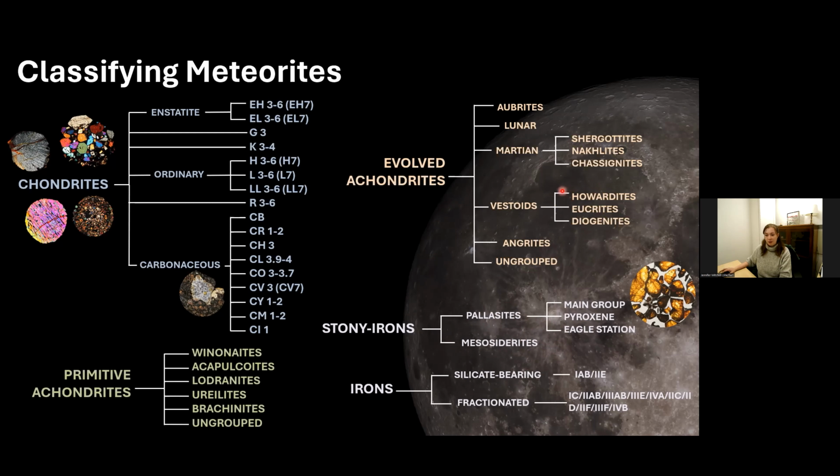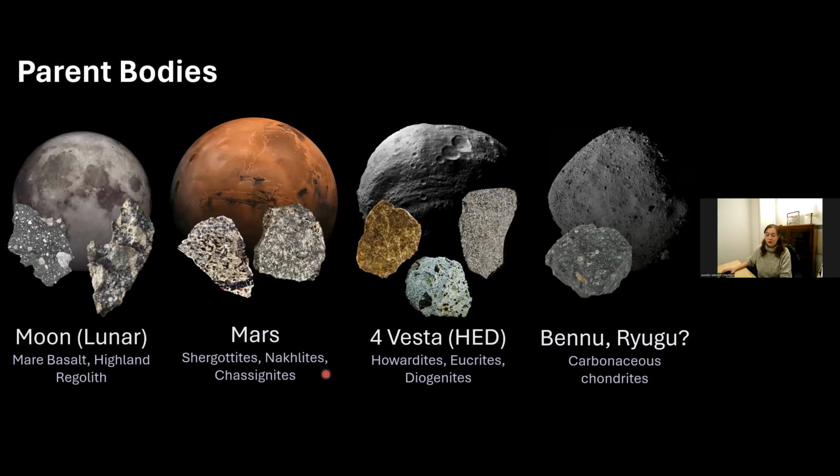We're always getting new material. There's always stuff happening. So despite all these classes that we have, we actually have very few parent bodies. There's not very many bodies out there that are still around to look at. We have the moon, we've got Mars, we've got meteorites from Vesta, which is the second largest asteroid in the solar system.